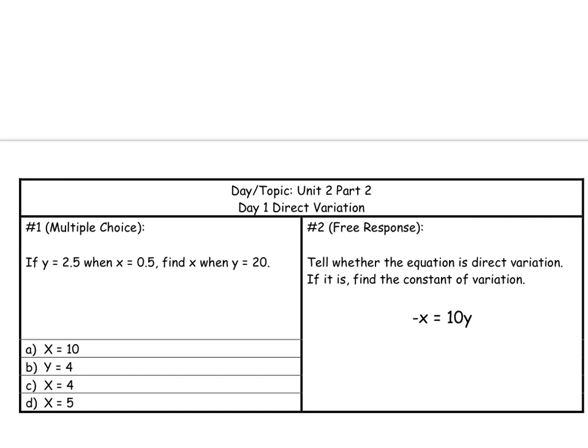Okay, now it's your turn to answer the video questions. Multiple choice question 1. When y is 2.5 and x is 0.5, we need to find x when y is 20. And again, like those last two examples, you're just setting up a proportion. And keep in mind, your proportion is y over x. Number 2, tell whether the equation has direct variation. If it is, find the constant of variation. I'm going to cross it out and put has. So remember, you have to get your equation into y equals.